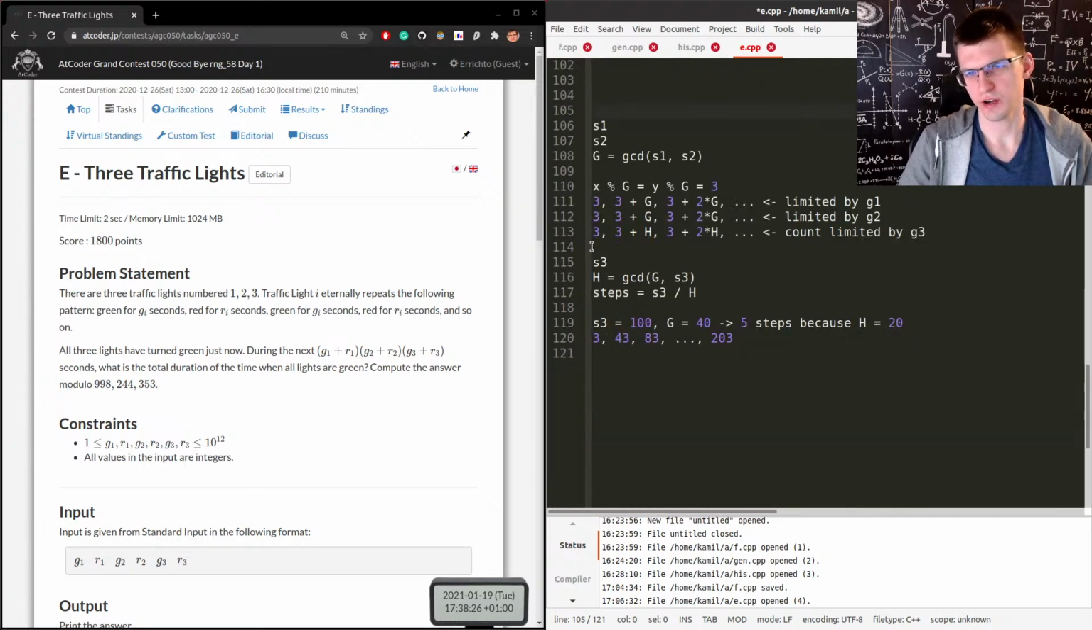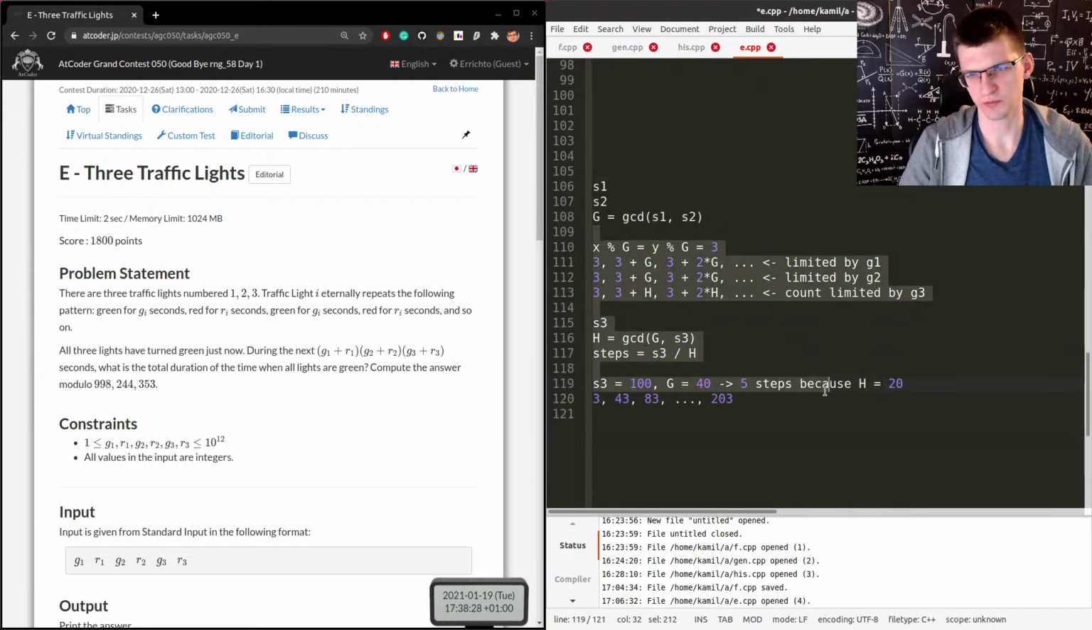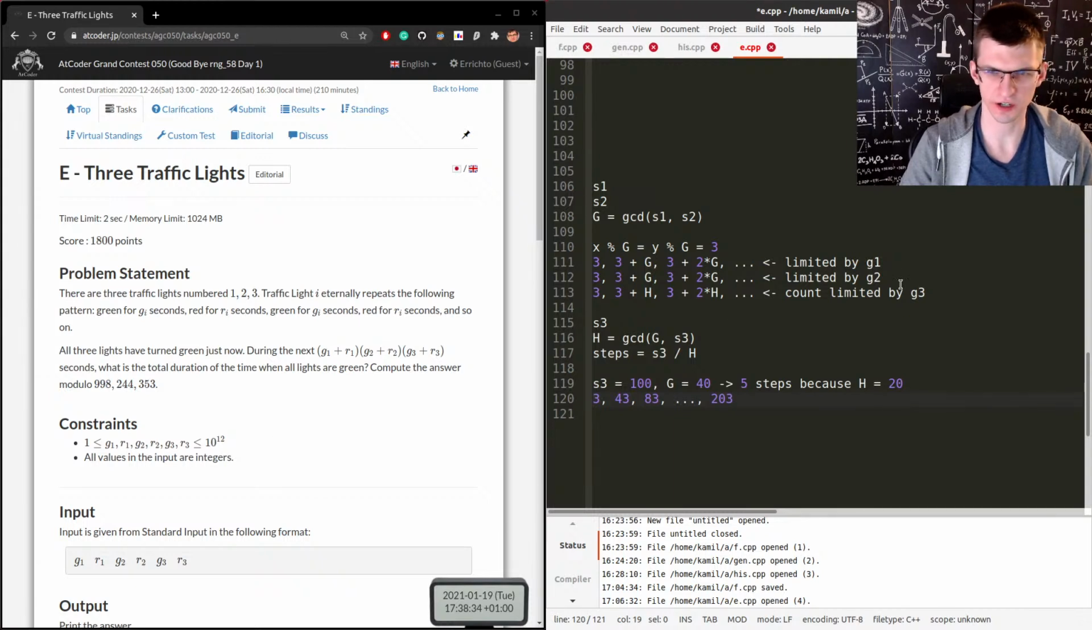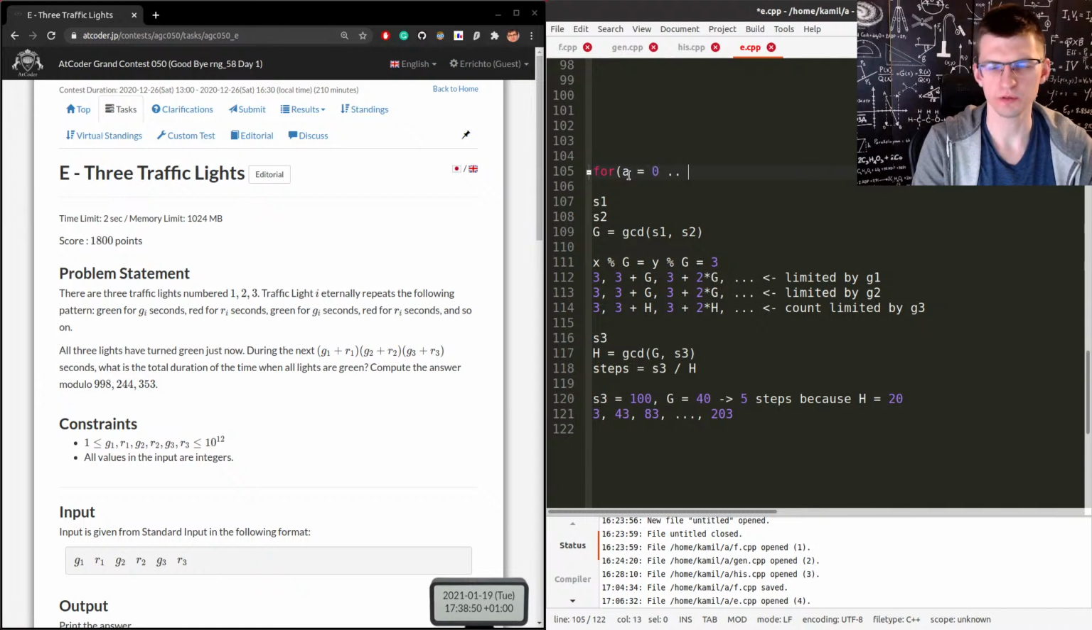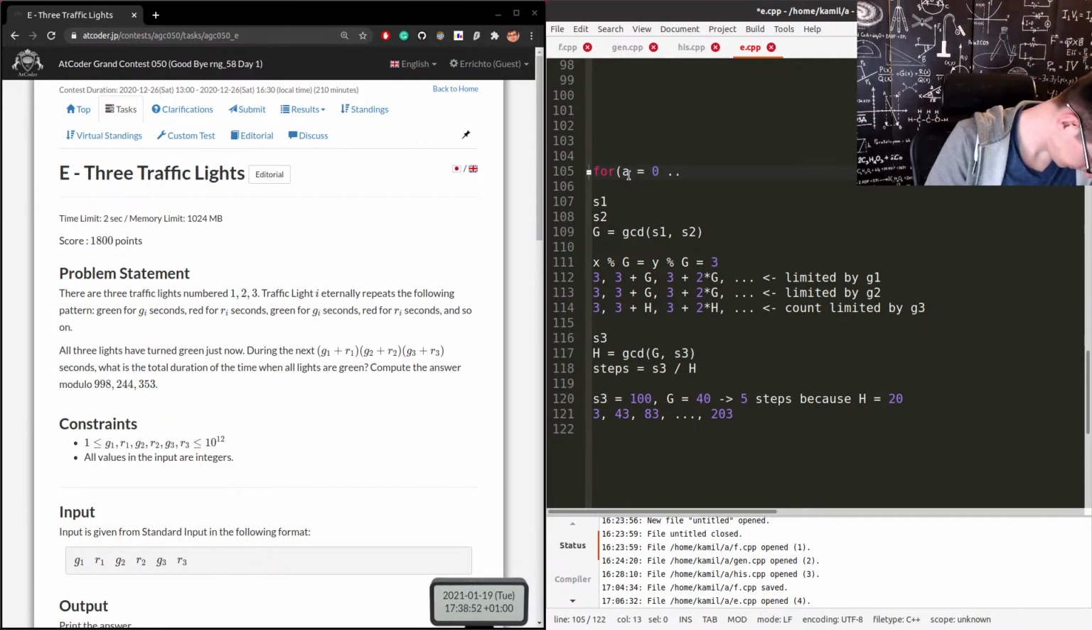Let's try to write some code that transforms this into a slow solution. I don't even care if it's linear or slower. I just want to make sure that I got everything right by now. Pseudocode is: for every starting value, let's call a starting value A, from 0 to G minus 1.